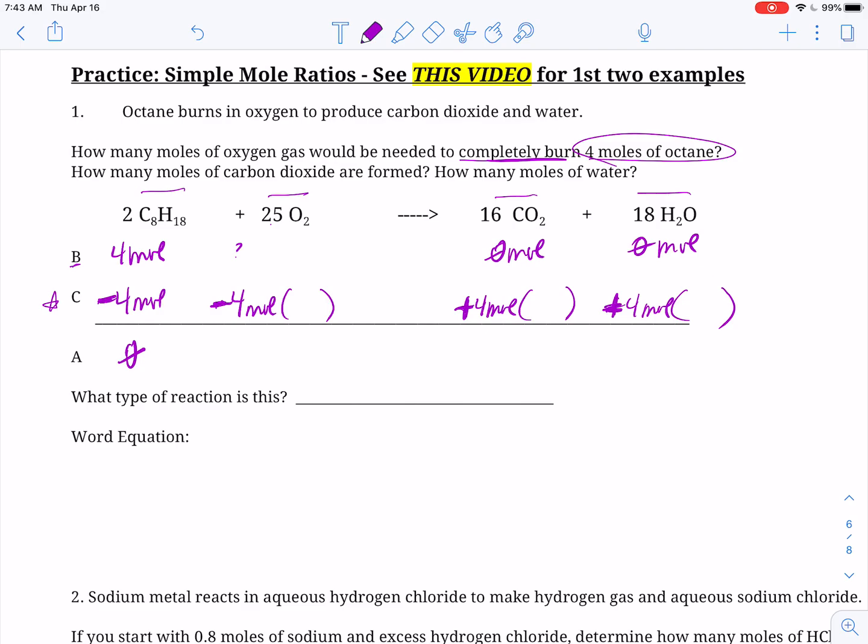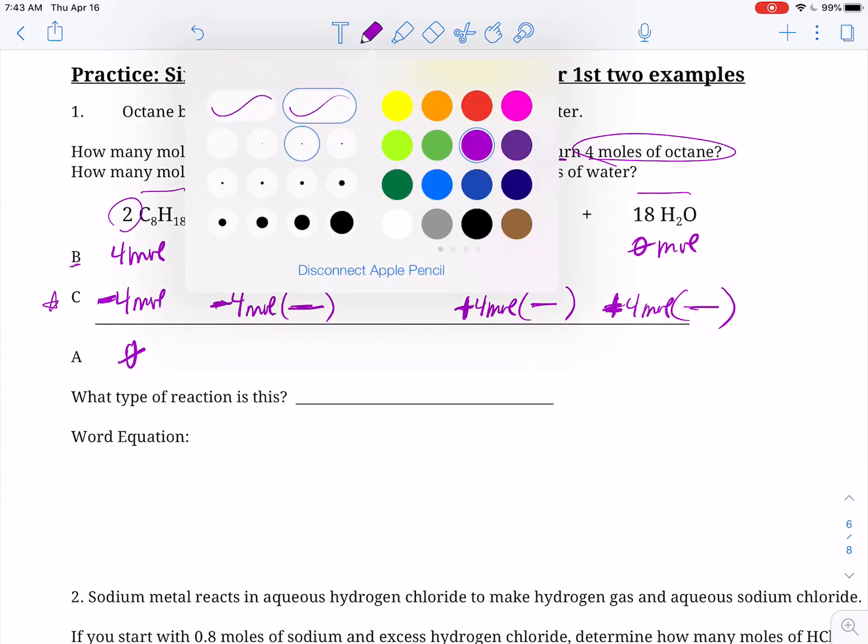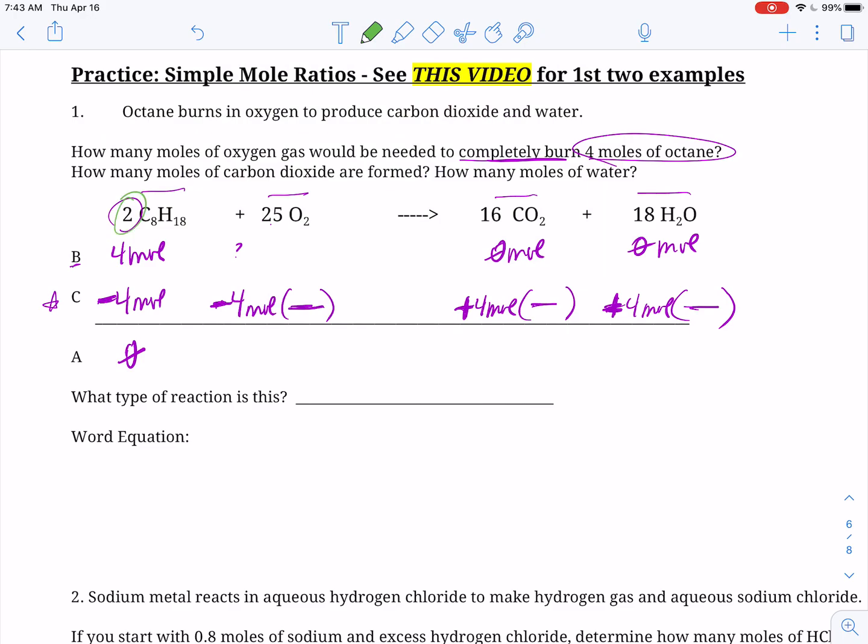All right? Okay, so for the ratio, since this is -4 moles of octane, remember, octane is what needs to go on the bottom. The given is what goes on the bottom. So in the recipe, right, I have 2 octanes. So 2 is going to go on the bottom. All right, and then what I want is going to go on the top. Okay, so 25 goes there, 16 goes there, 18 goes there. Okay.